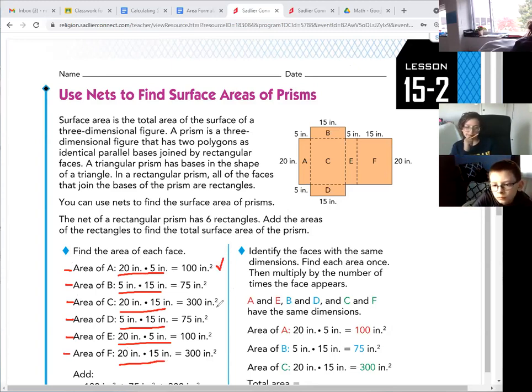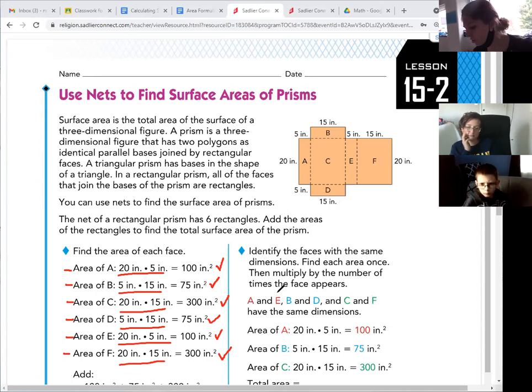Here is A and E. They have the same, right? So we just write it down. Then B and D have the same, so we write it down. And C and F have the same dimensions, so we just write them down next to each other.